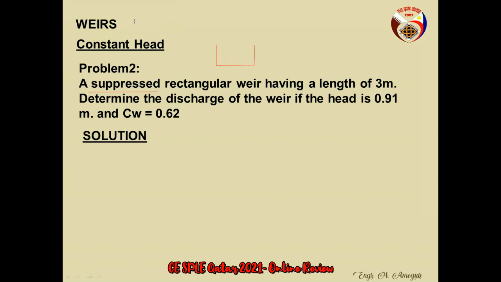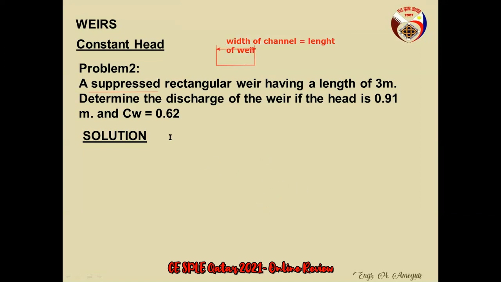Equal. Equal yung width nung channel at saka yung length nung weir, parehas. So yun yung sinasabing suppressed rectangular weir. Again, ibig sabihin, the width of channel equals length of weir. Yun yung suppressed rectangular weir.